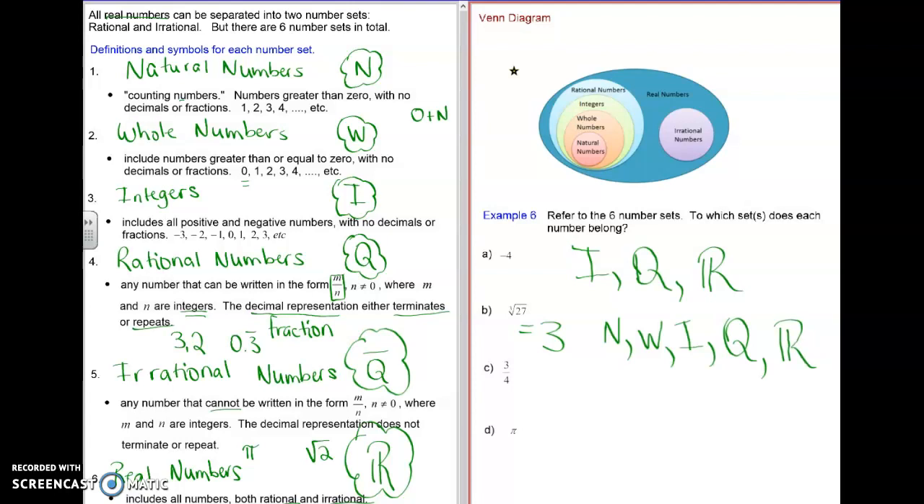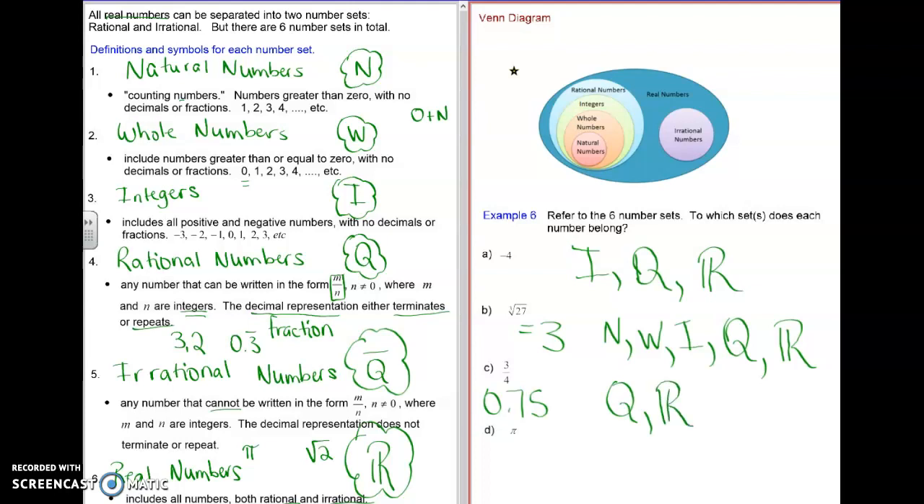Part C, we're going to take the fraction 3/4, and we're going to have a look, where does this start? Well, natural numbers have no decimals and no fractions, and I know that 3/4 is 0.75. So it's a fraction and it's a decimal. I have to jump all the way to the first number system that says it includes decimals. That means rationals. So I have to have a look. Is it rational or irrational? If it can be written as a fraction, 3/4, then it's rational. So it can't be irrational, but it must belong to the real number system.